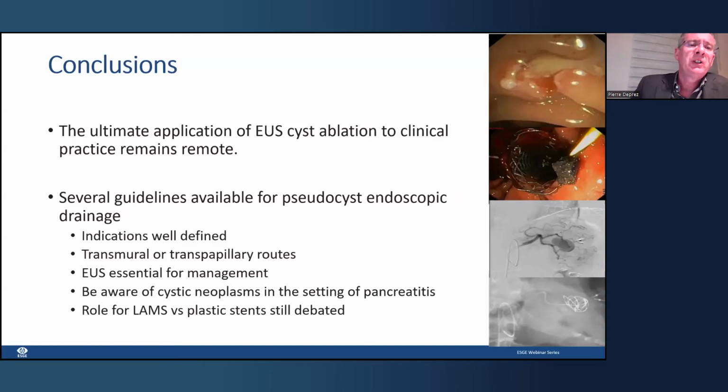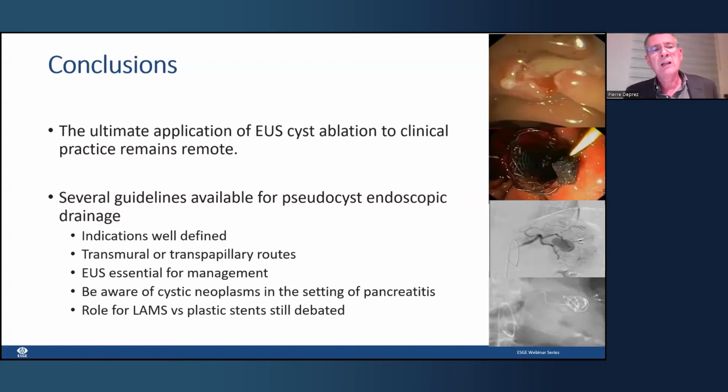cysts. Concerning pseudocysts, there are now several guidelines. I think the indications are well defined. The indications for transmural or transpapillary routes are the same in the different guidelines published around the world now. You understood that EUS is essential for management, but you have to consider percutaneous and other approaches for some of these lesions, sometimes, especially in acute pancreatitis. You should be aware of cystic neoplasm in the setting of pancreatitis. I think the case I showed you was a good example that you also have to have a good clinical sense of these patients and choose the best solution for them.